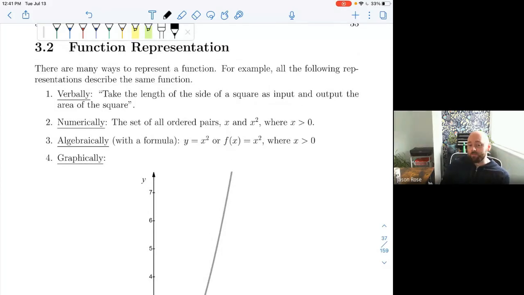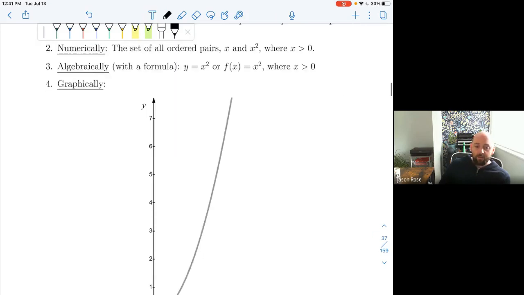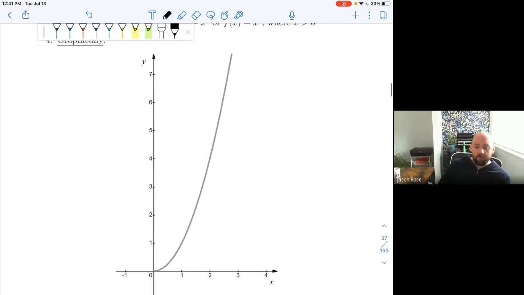Algebraically is the one you're going to see the most and the one you have seen the most, I'm sure. F of x equals x squared, y equals x squared, y equals 2x plus 1, y equals x cubed plus 3x minus 2. Those are all just functions given algebraically. You might also see a graph and you have to decide is that a function or not.